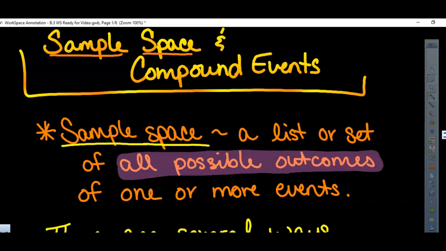Today we're going to be talking about sample spaces and how that relates to compound events. A sample space is a list or a set of possible outcomes when we have one or more things or events that are happening or occurring.